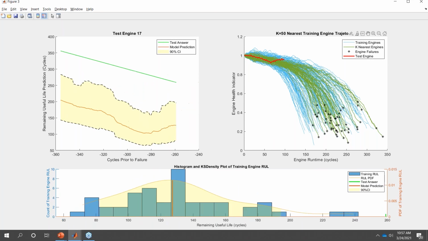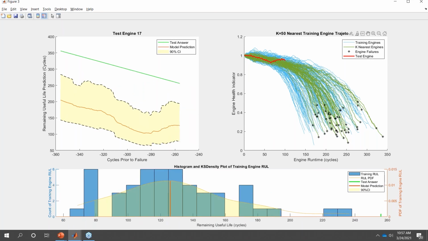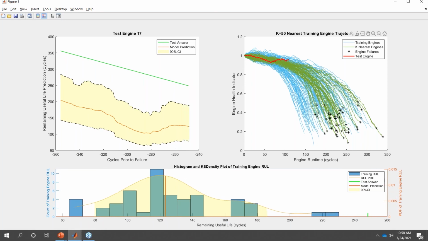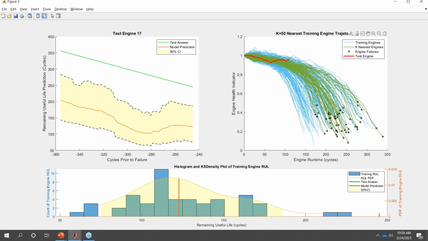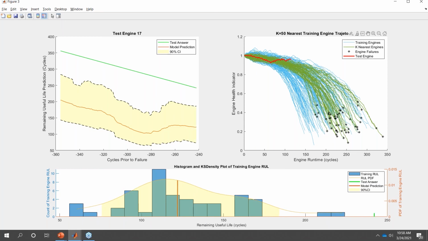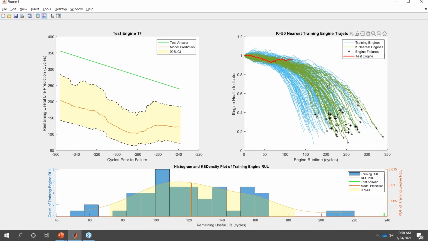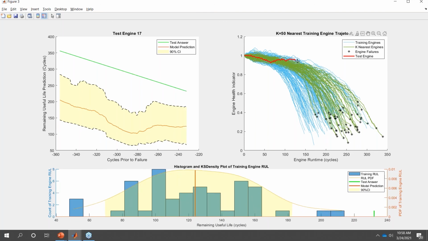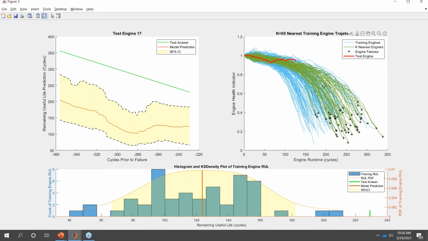So we can see it's doing that bounce back now. We can see that the nearest time series are shifting to try to match it as best it can, but it will never actually converge until pretty close to failure, because it ends up going outside the range of time series that we have.